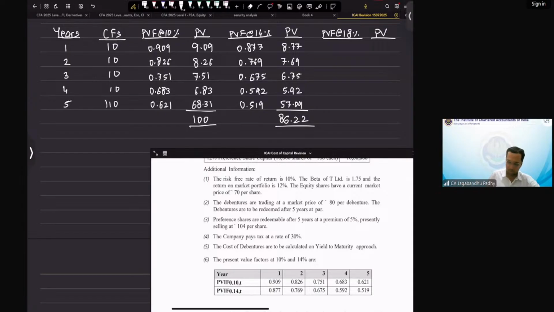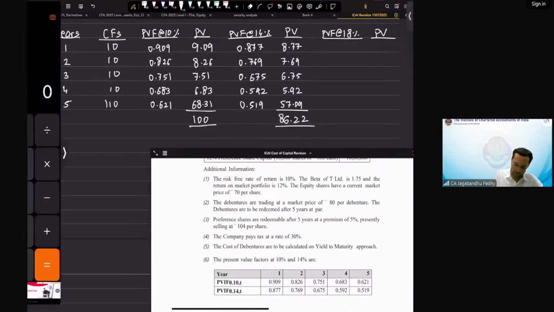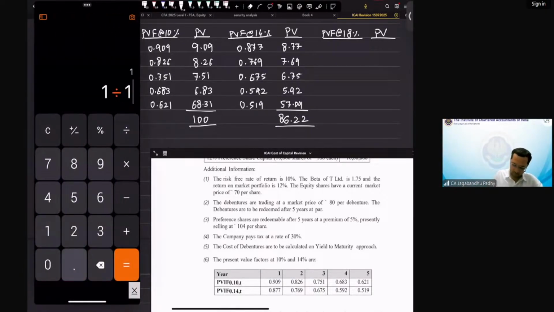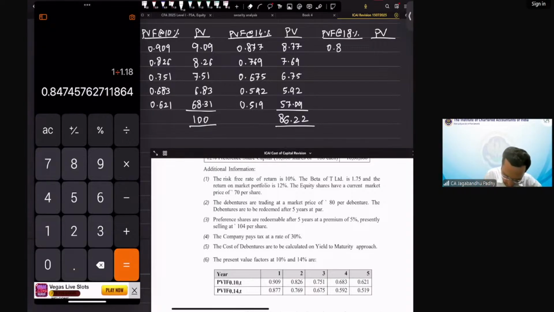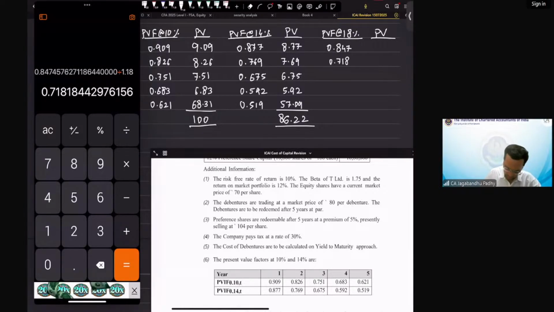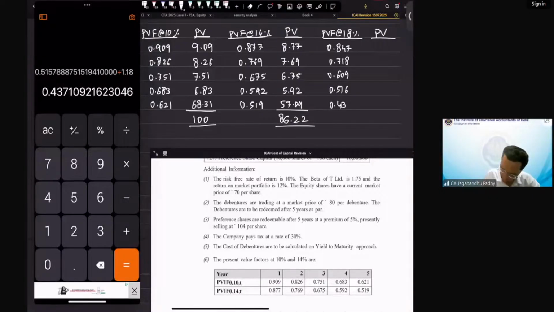Okay. So how do we get the present value factor at 18%? That's 1 divided by 1.18, which is 0.847, then 0.718, then 0.609, then 0.516 and 0.437.